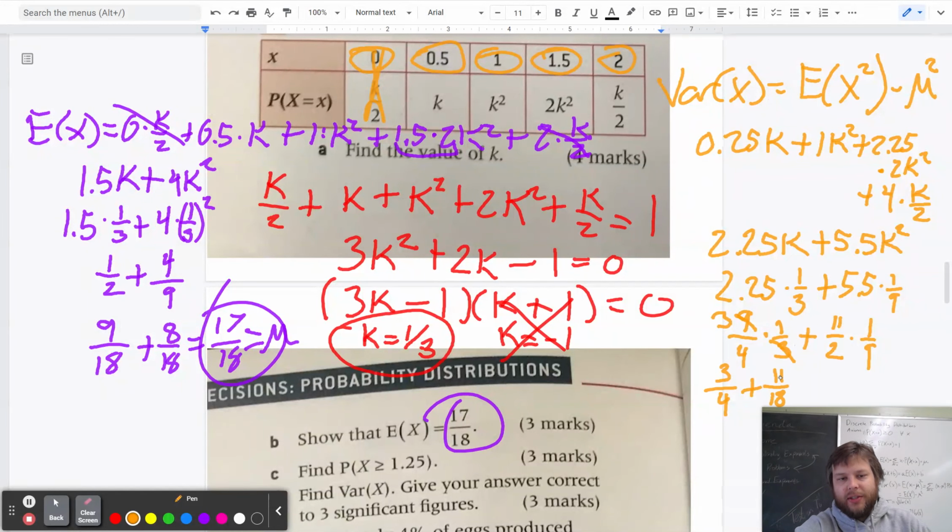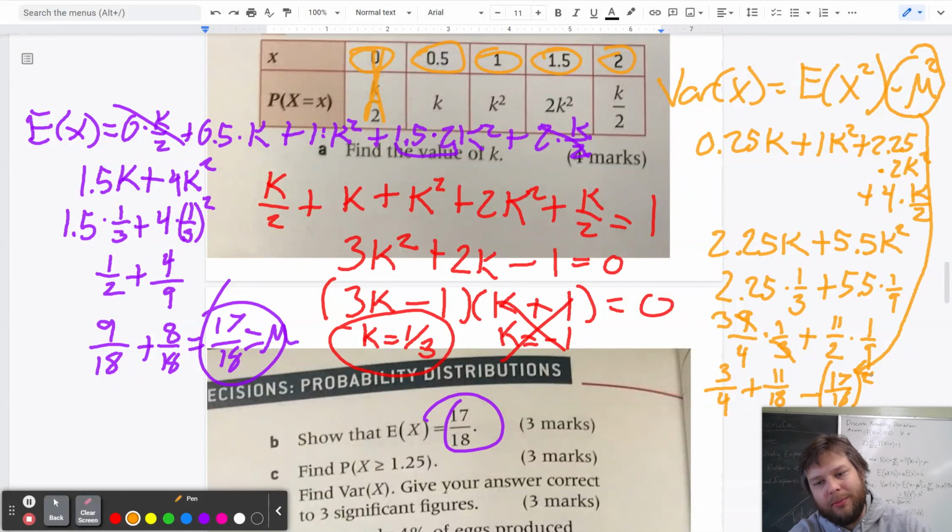And then, of course, I need to remember that in my little calculation to fit it on the computer screen, I didn't do minus mu squared. So I'm going to drop that piece in at the end of my calculation here and go minus 17 over 18 squared. And the question said, give your answer correct to 3 significant figures. So at this point, just grab a calculator, type in what you got. 3/4 plus 11/18 minus 17/18 squared is 0.469.